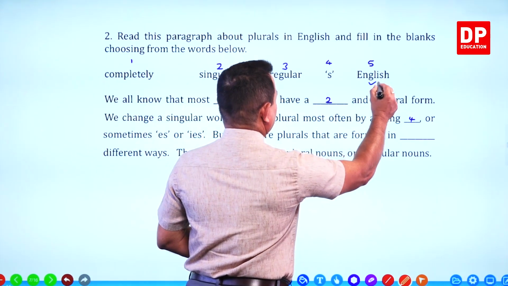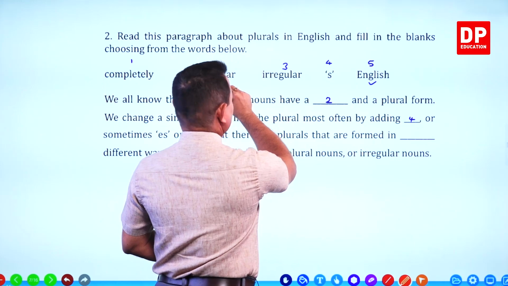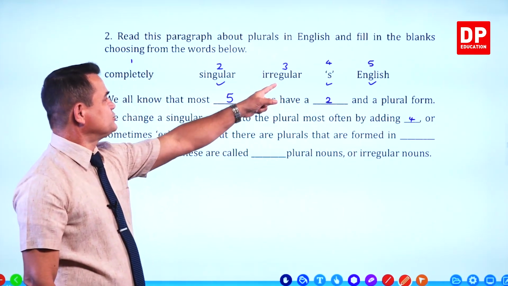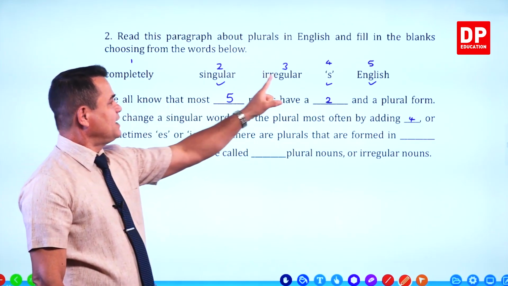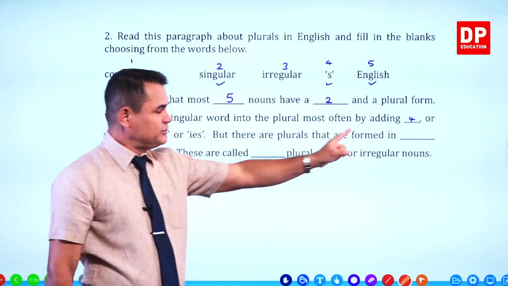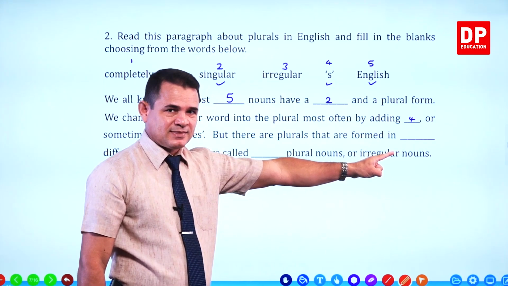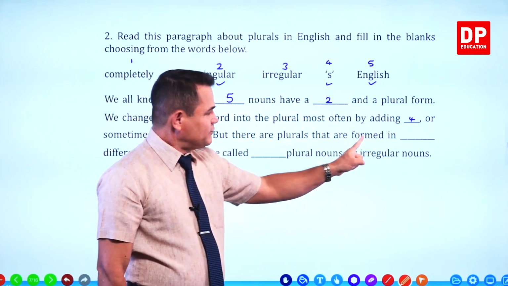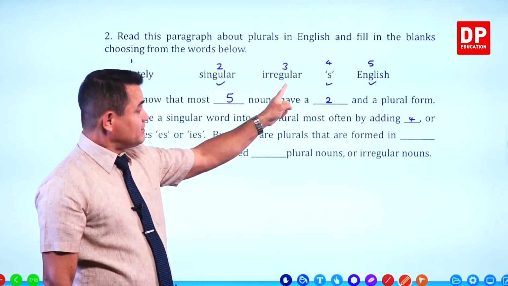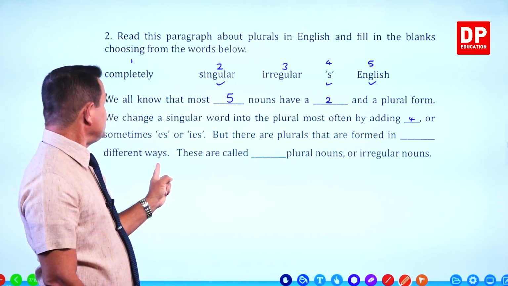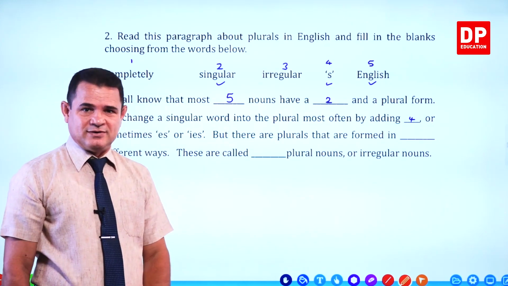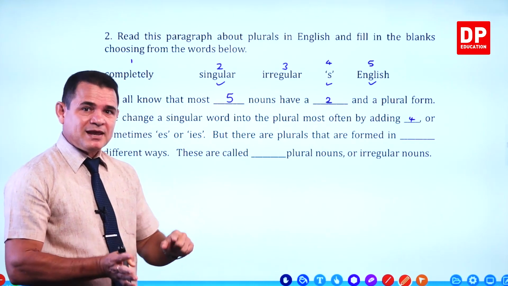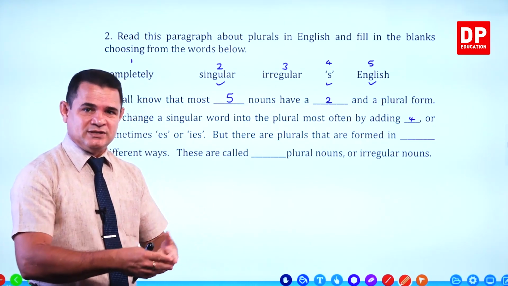Okay. And we have selected number 2. And we have selected number 4. Now these two words are remaining, completely and irregular. Now you have to use these two words here. Which is correct now? There are plurals that are formed in irregular different ways or completely different ways. We don't say irregular different way. Completely different way. සම්පූර්ණ වෙනස් විදියකට.